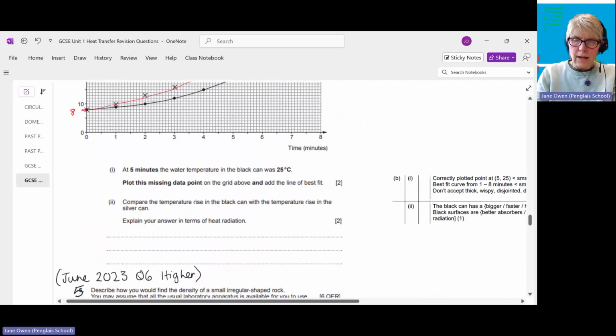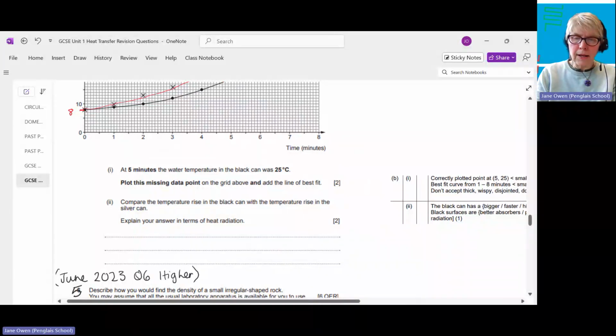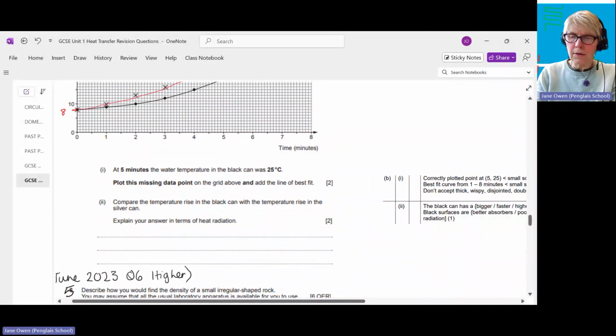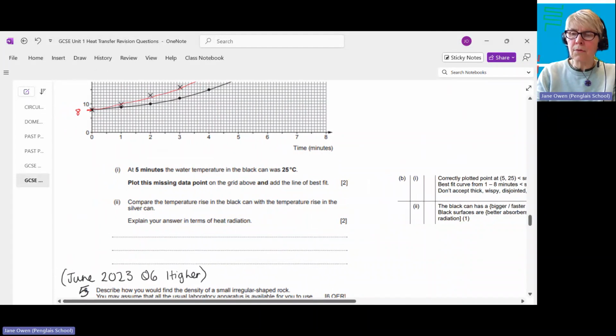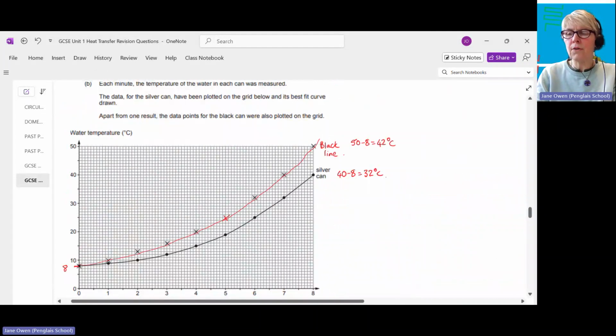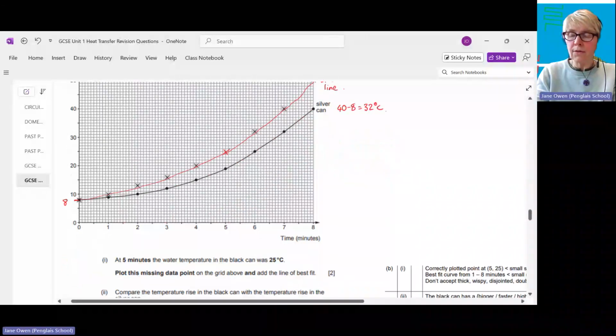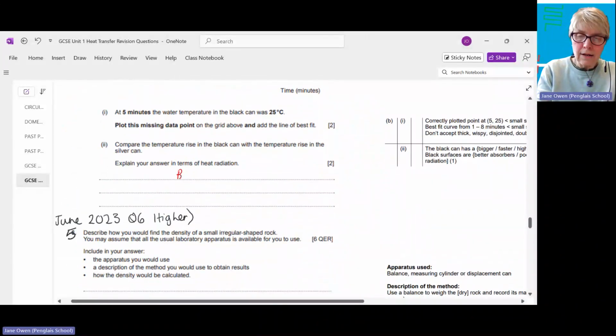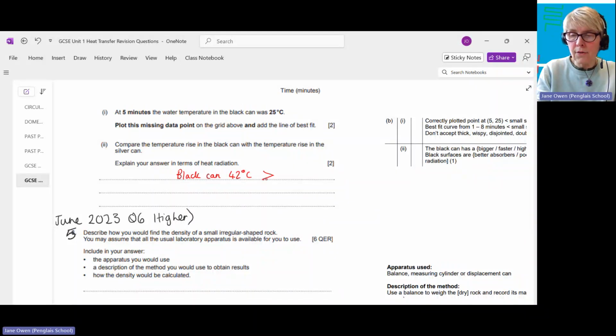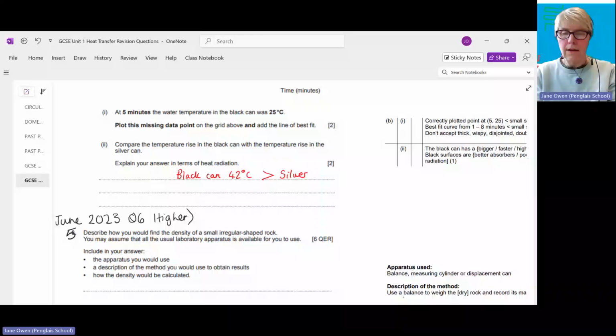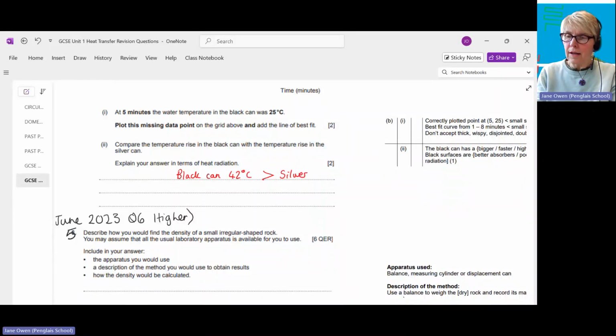Okay, compare, so compare the temperature rise with the temperature rise in the silver can, but we need to actually compare that. It's not good enough for you just to work it out. You need to say that the black can for 42 degrees is larger than the silver can. You need to actually state the comparison. Okay, so what does that mean?